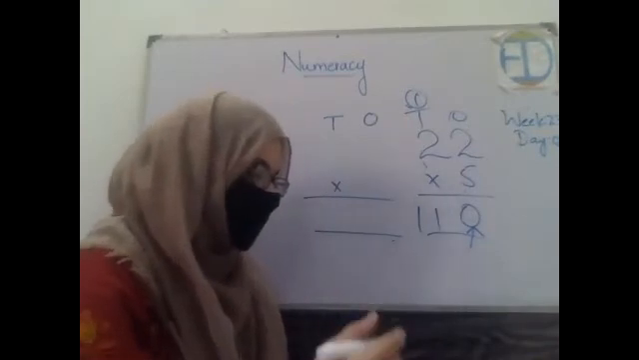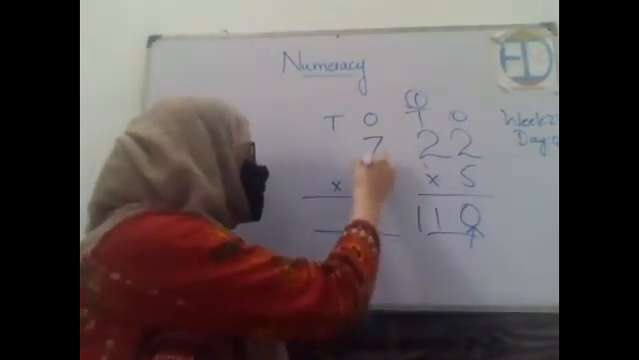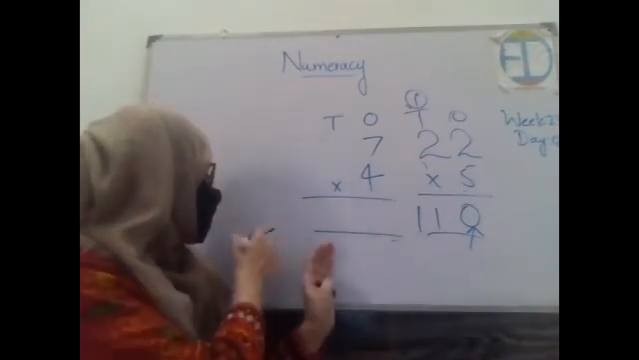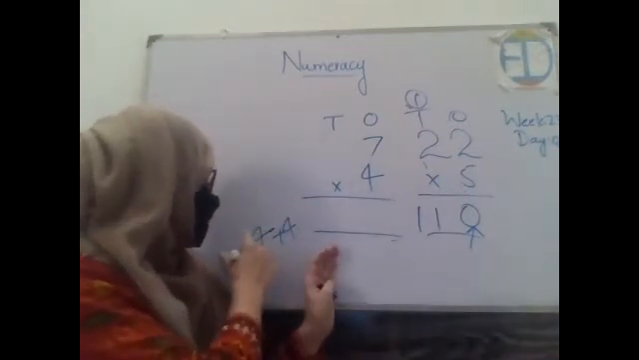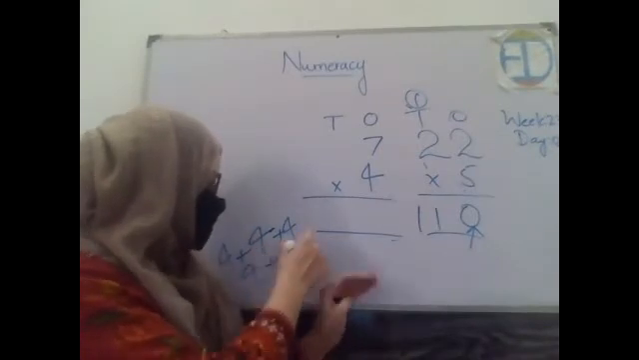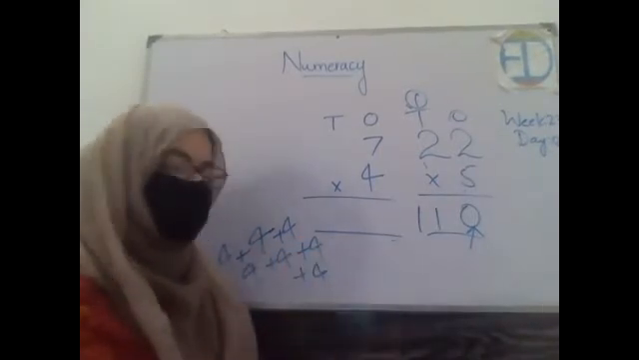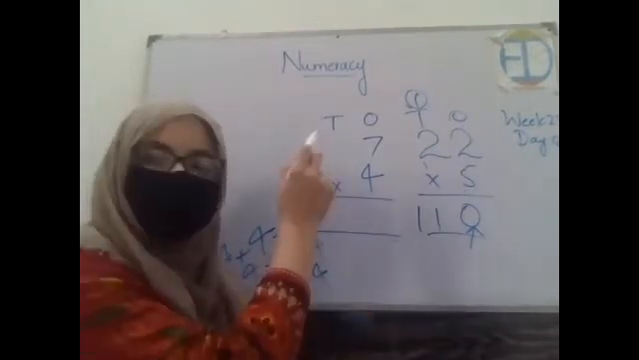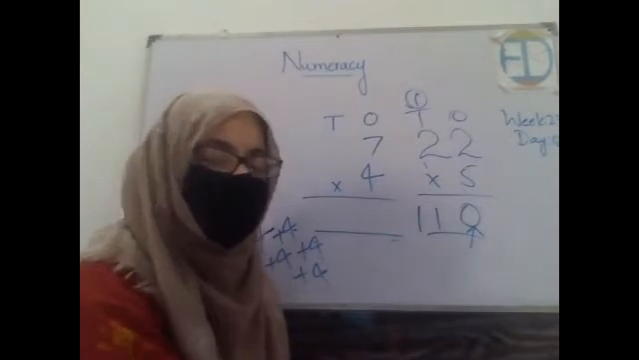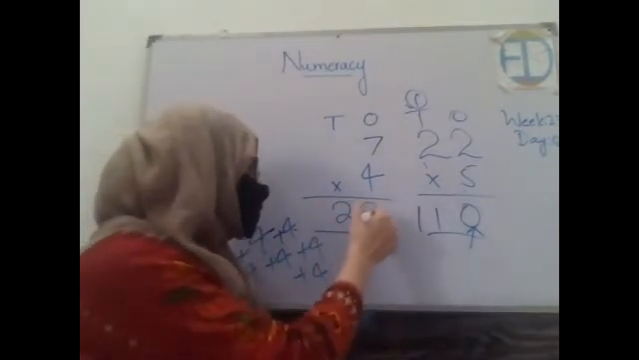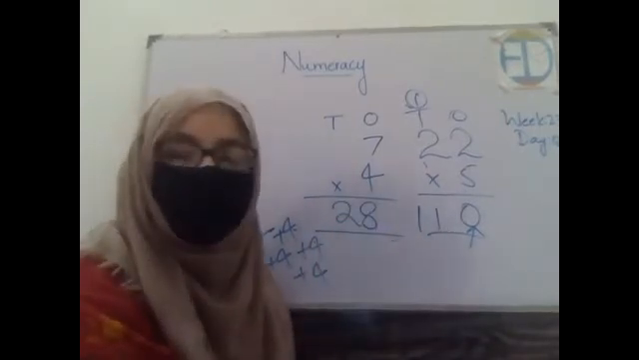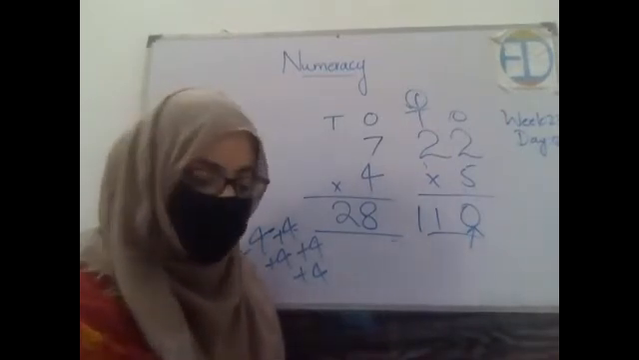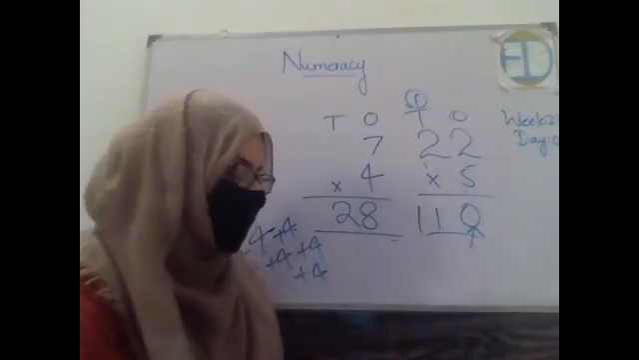So let's do the next question, that is 7 times 4. 7 times 4 means that you are supposed to add 4 to itself how many times? 7 times. Right? So 1, 2, 3, 4, 5, 6, 7. So 7 times 4 is equal to 28, right? We have already learned the table, so you are supposed to answer me quickly about this.